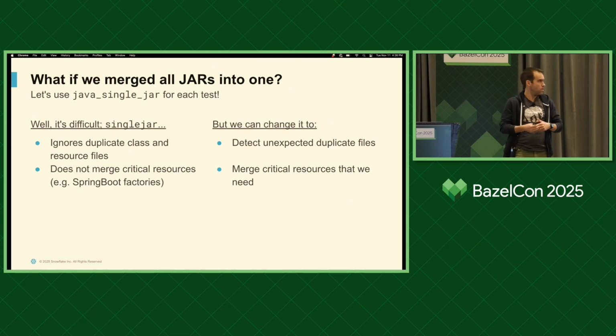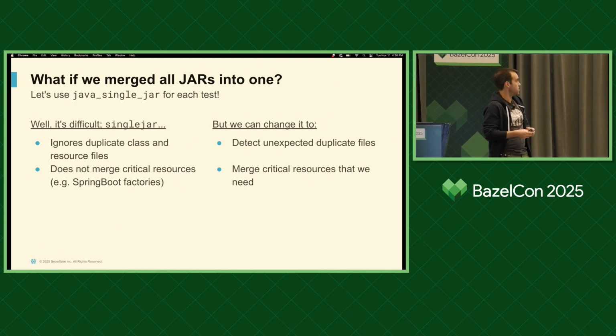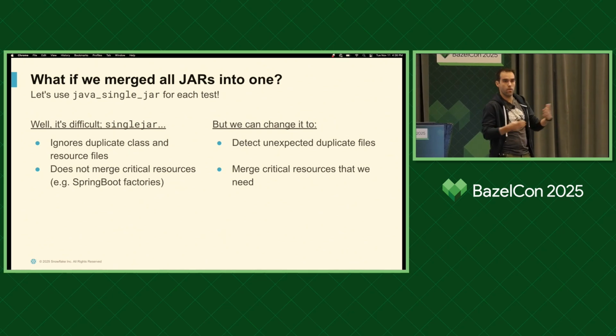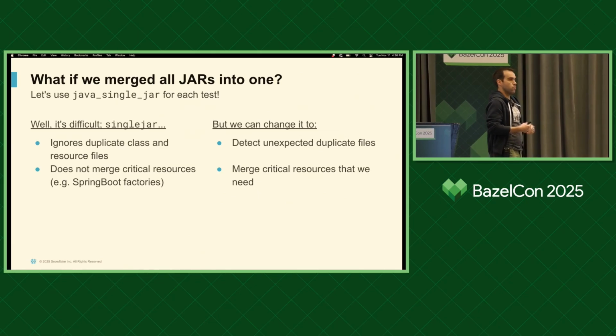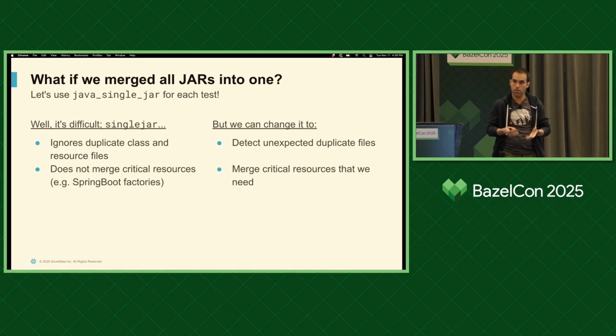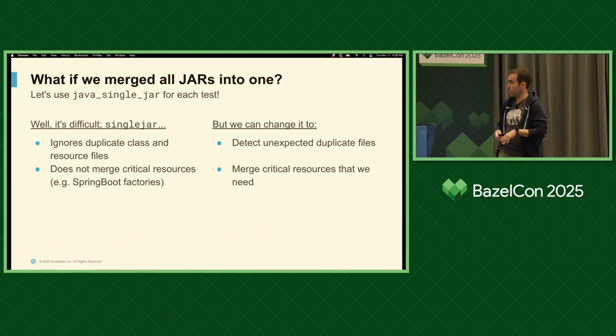I have some patches that I would like to upstream at some point, but I haven't had the chance yet. But now the tool will error out when it finds some duplicates that it doesn't know about, and it will also try to merge resource files that are important for us using whatever semantics they need.